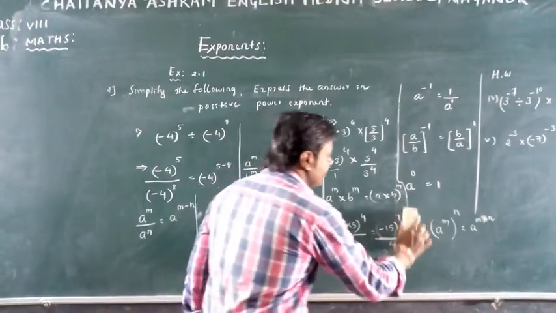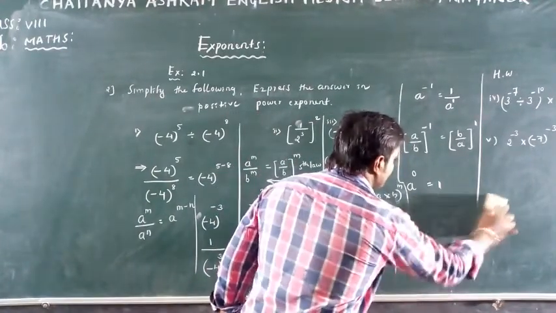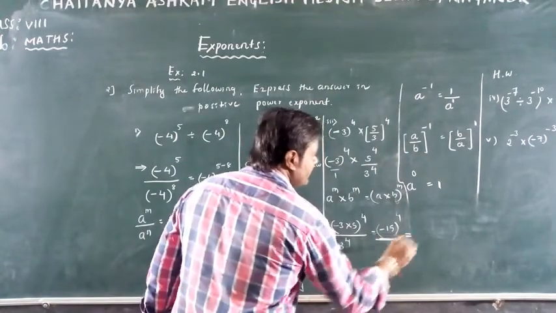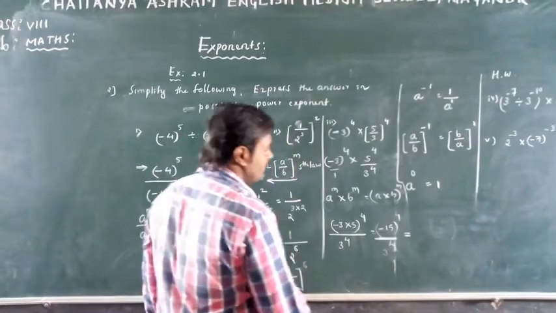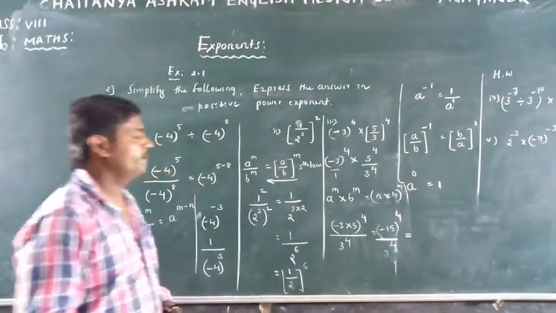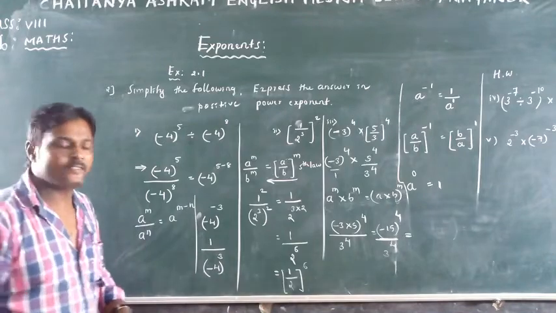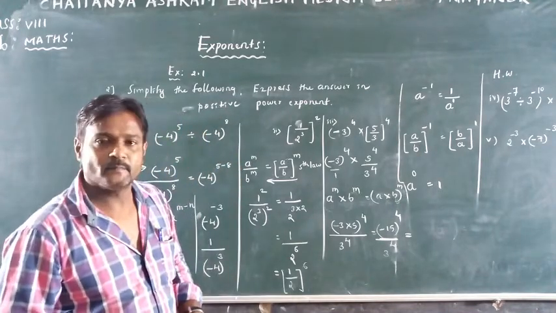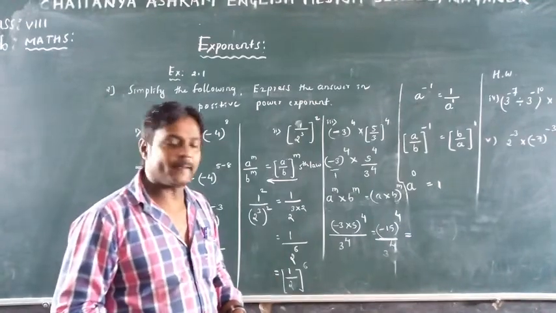Then further, this is equals to, okay, this is 4. Yes, how to simplify this? Think. Just think about it. How to simplify?